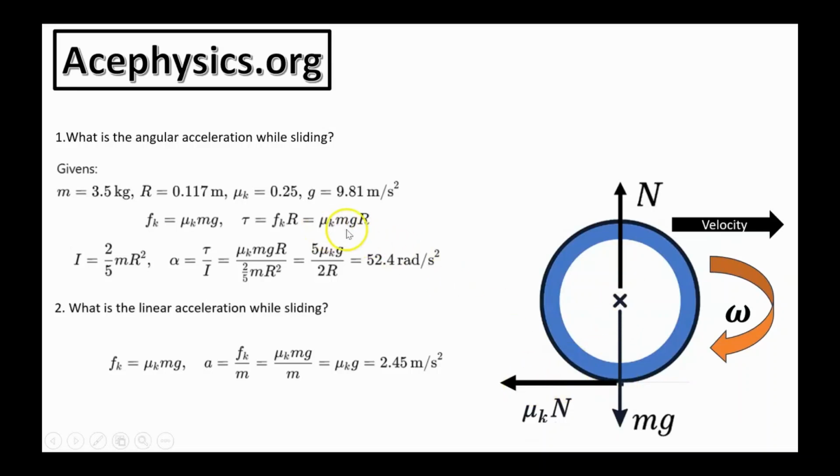The force of friction is mu times the normal force, mg, so the torque is mu mgr. Plugging in expressions for torque and moment of inertia, I find the angular acceleration is 5 mu_k g over 2r, and for this particular problem, that's 52.4 radians per second squared.